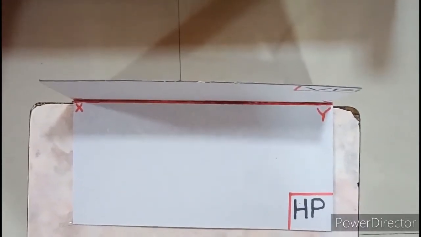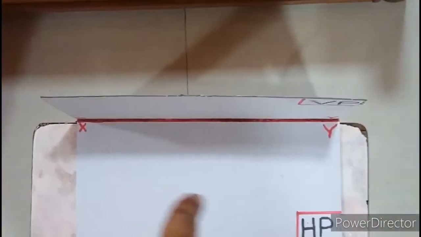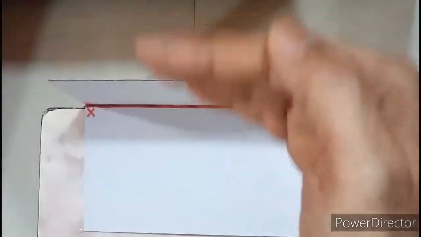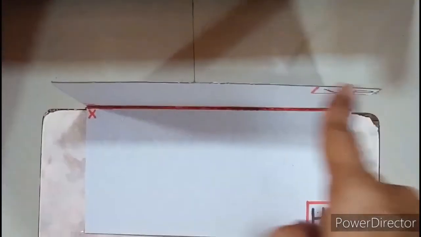So almost VP is seen as a line, and you can see HP, and you can see that if you draw anything on HP, it will be below XY. So top view is always drawn below XY and VP is seen as a line.